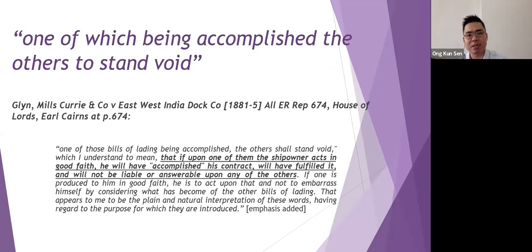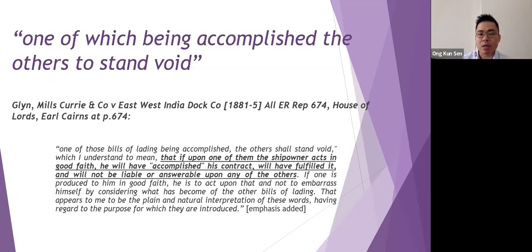So it's very important to understand the legal principles surrounding the bill of lading and why a bill of lading is usually issued in a set of three. In this very old case of Glyn Mills v. East and West India Dock Co., decided by the House of Lords back in 1881.